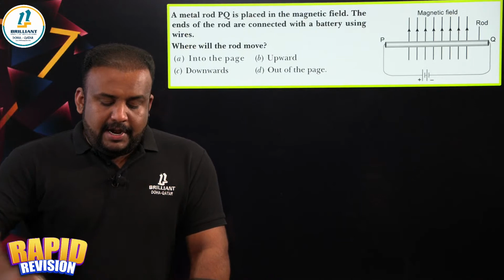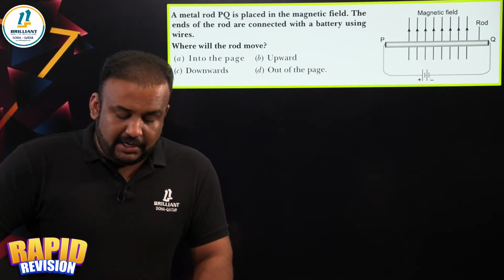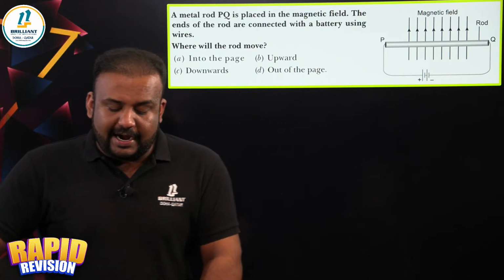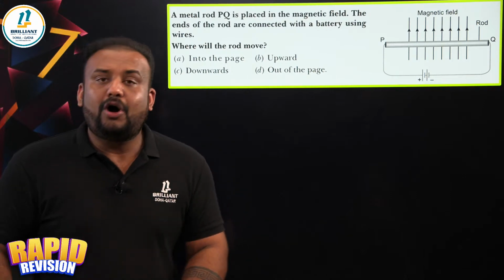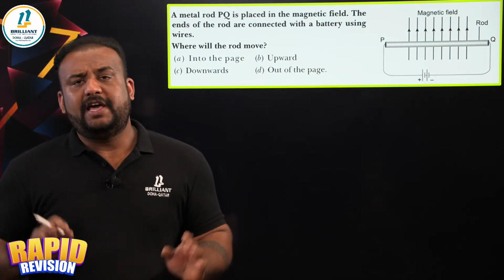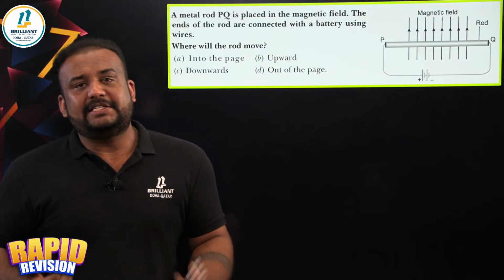Okay. Next one. A metal rod PQ is placed in the magnetic field. The ends of the rod are connected with a battery using wires. Where will the rod move? Very important question. See, you know this is based on Ampere's experiment, isn't it?